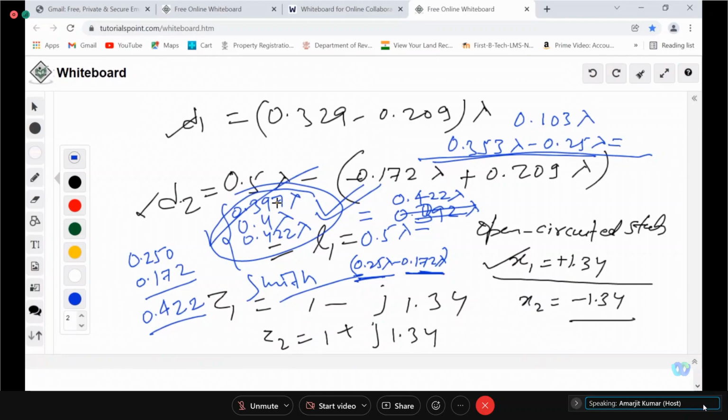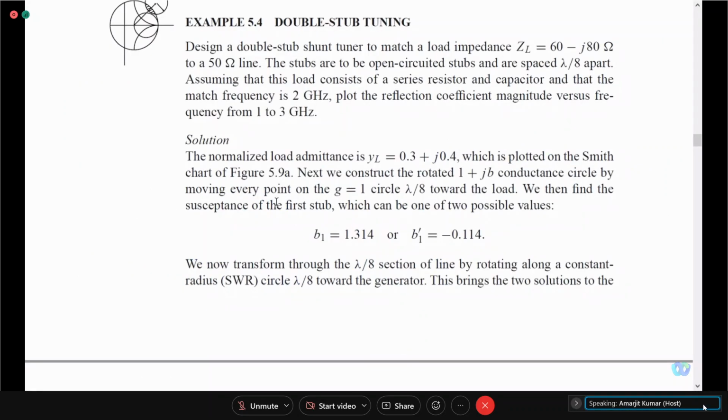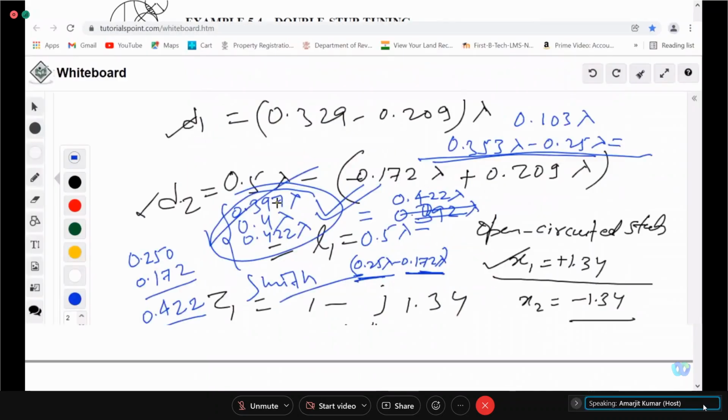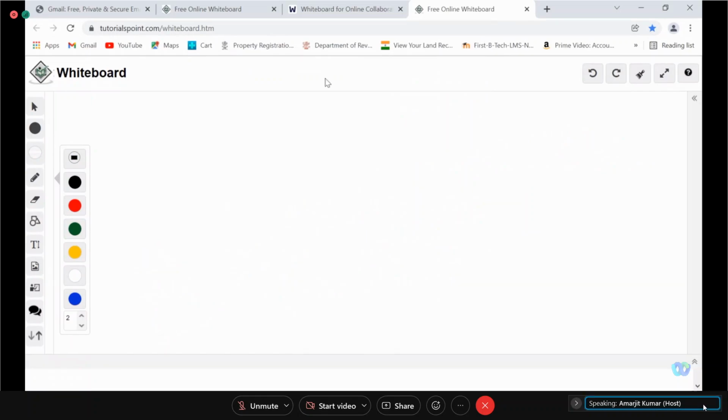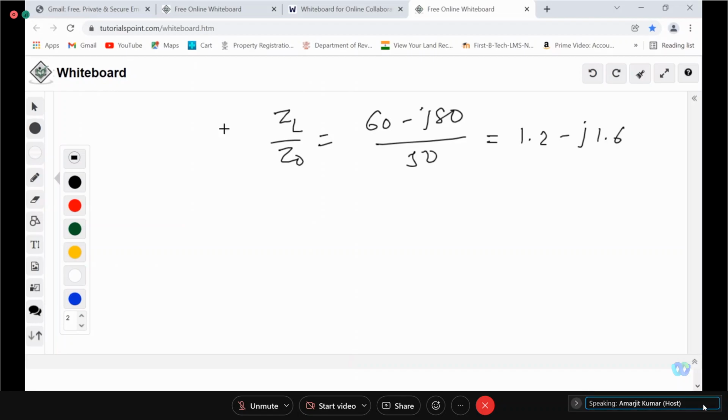Load impedance is given, and we have to match with a feed line impedance of 50 ohm. What is the load impedance? Load impedance is 60 minus j80 ohm, Z0 is 50 ohm. So ZL by Z0 is equal to 60 minus j80 divided by 50, which is 1.2 minus j1.6. This is the small zn. What about the normalized load admittance y? Can we locate that YL on the Smith chart?